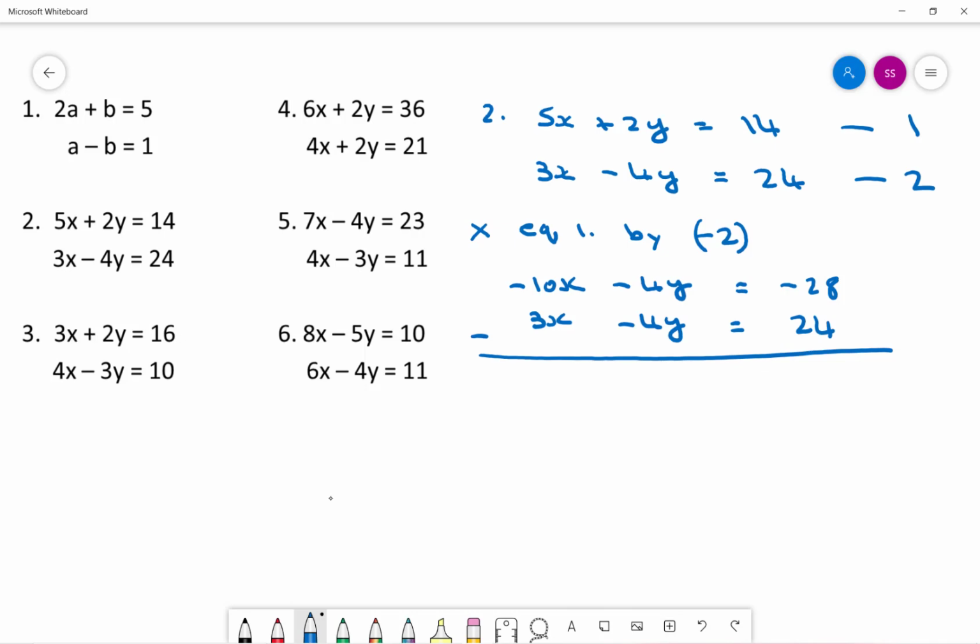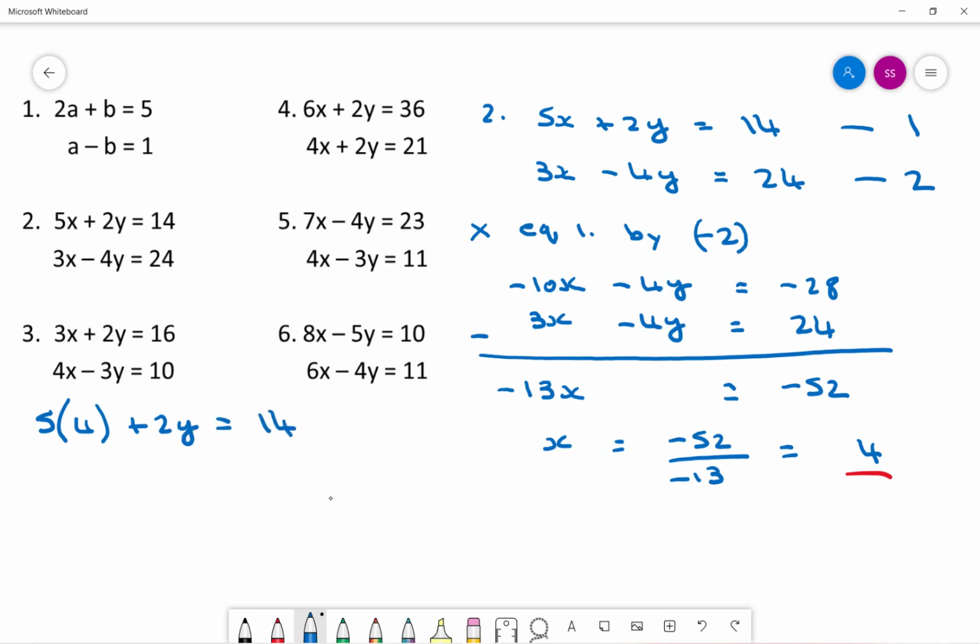So now then, negative 10x minus 3x is going to be negative 13x. Negative 4y minus negative 4y gives me nothing. And then negative 28 minus 24 gives me negative 52. Rearranging for my x term here, that will be negative 52 divided by negative 13, which gives me an answer here for x equals 4. If we now take that value of x equals 4 and substitute it in, I'm going to pick on equation 1. So 5 times 4 plus my 2y equals 14.